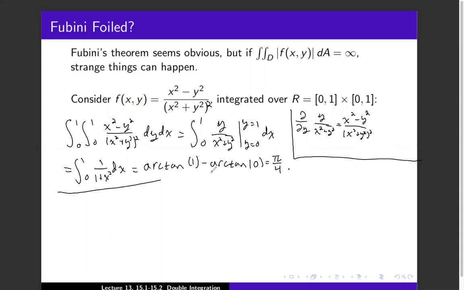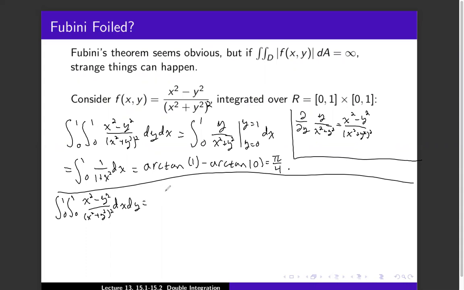But now what if you're going to do the same thing, only this time in the opposite direction? Integral from 0 to 1, integral from 0 to 1 of the same exact function, x squared minus y squared over x squared plus y squared, squared, dx dy. What's that going to be? Well, by the same token, again as an aside, you can take del x of x over x squared plus y squared.